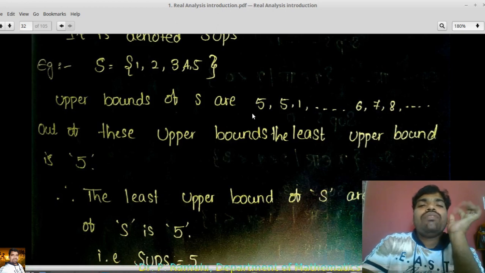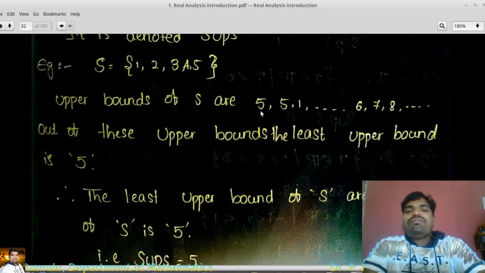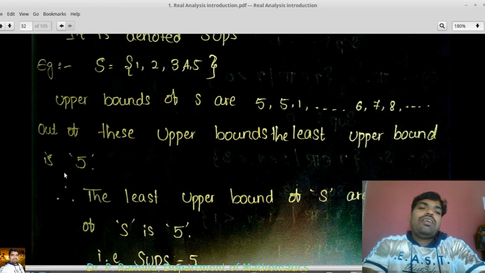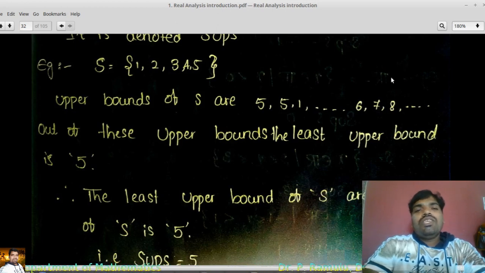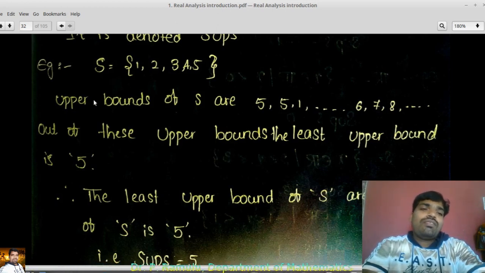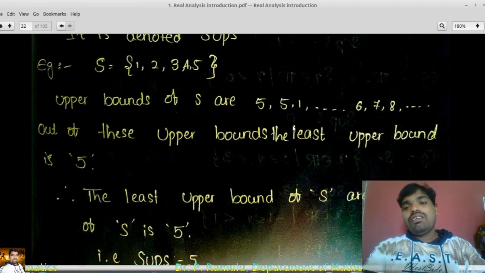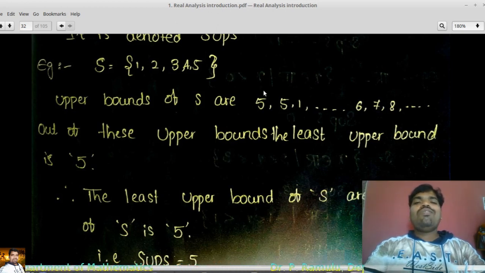Otherwise, we have to find the set of all upper bounds for S, and out of these upper bounds, which is least? So that one is the least, therefore it is the least upper bound of S. But this is understanding, it is not the definition. According to the definition, S is any non-empty set, U is an upper bound of S. Be careful: any real number less than U is not an upper bound of S, then only we say that U is the least upper bound of S or the supremum of S.